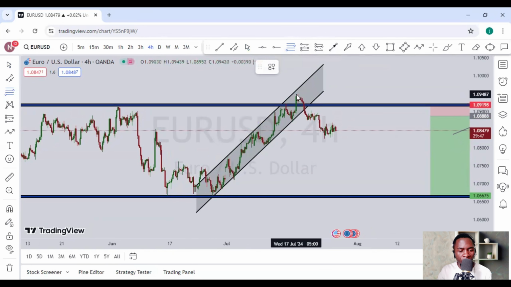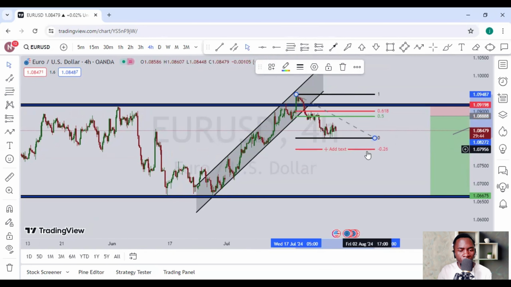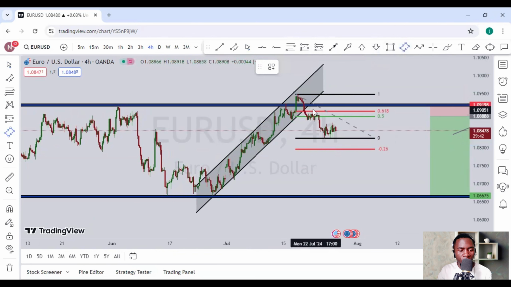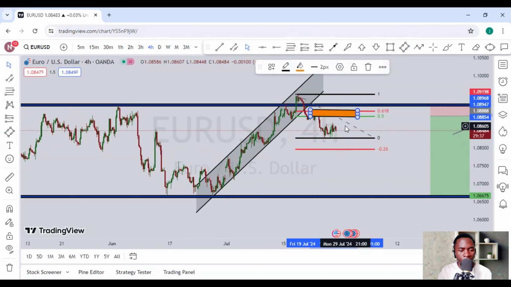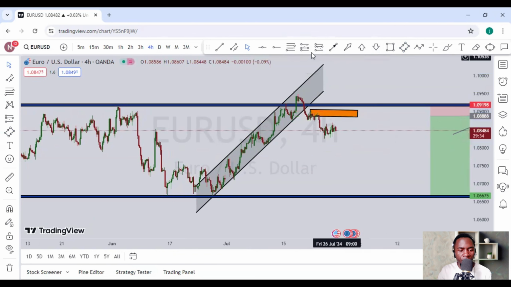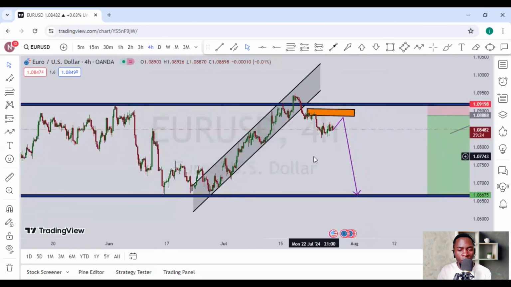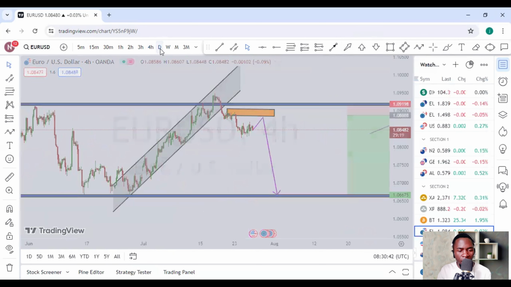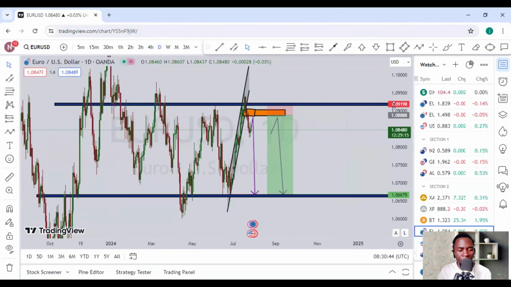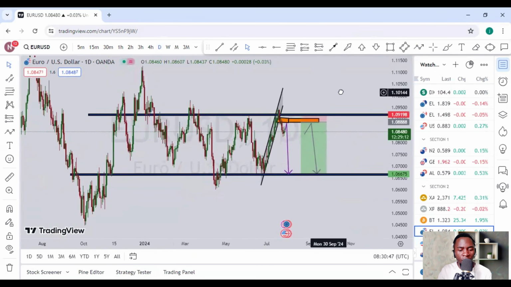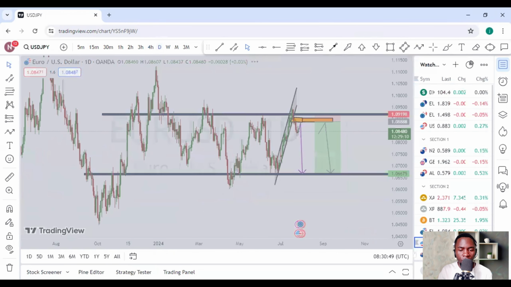Now what I'm expecting to see is the market to retest to my yellow box. This is my yellow box around here. I want the market to retest to my yellow box. Then I can enter my entry to the downside. So this is what I'm expecting on Euro USD. You can put it on your watch list, and let's watch together. Wait to see if the market will approve or the market will do its own thing.